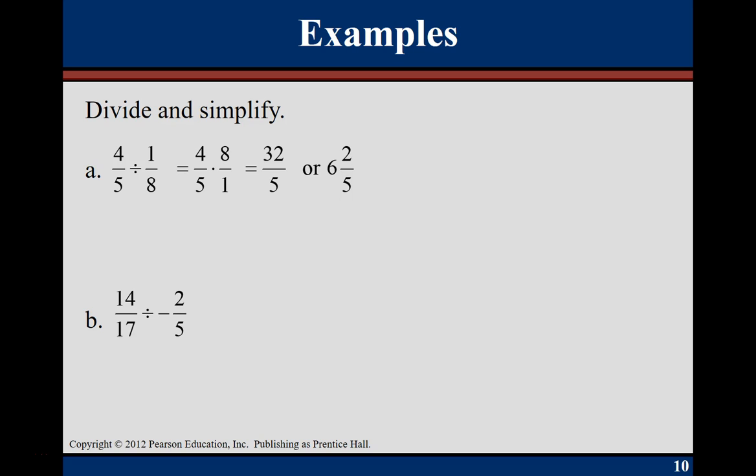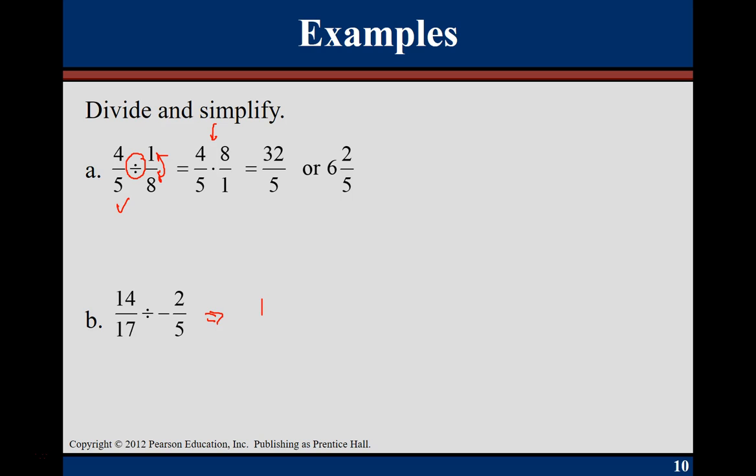So if I had 4/5 divided by 1/8, I would keep 4/5 the same, change division to multiplication, and take the reciprocal of the second fraction. That would give me 4/5 times 8 over 1. Now I can multiply straight across, which is 32 over 5, which I can simplify to 6 2/5.